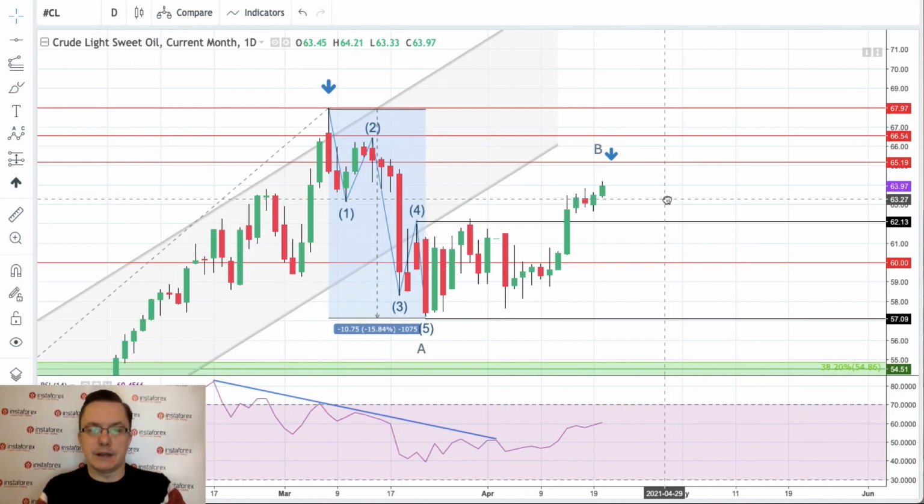This is the daily time frame chart, so during the next days we should go as low as 60, and then of course the lows of the wave A, which is 57.09. So this is how it looks for me for today.